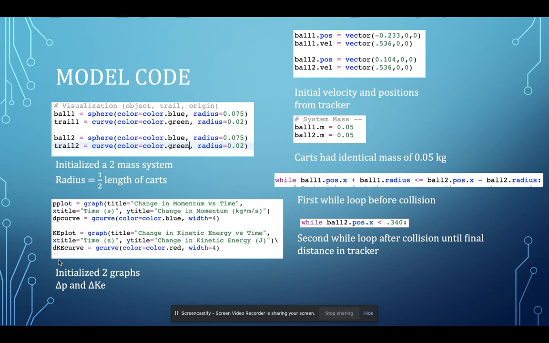Both of the carts' masses were initialized to 0.05 kilograms because they were identical, and this was the mass that we found on the internet about these carts. We also had to split our code up into 2 different while loops, the first while loop being before the collision, and we did that by doing while the position of ball 1 plus the radius was less than or equal to the position of ball 2 minus the radius. Then for our second while loop, we just did this for while the position of the second ball was less than the final position that we found in Tracker.